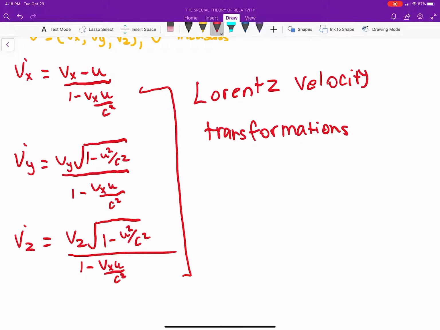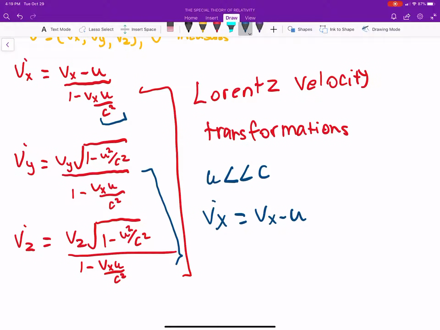Okay. Now notice what happens when u is much smaller than c. In that case, these all break down to our Galilean transformations. So like V prime of x: if u is much smaller than c, that's essentially going to be just Vx minus u over 1, so just Vx minus u. And that's the same thing for all of these, really.